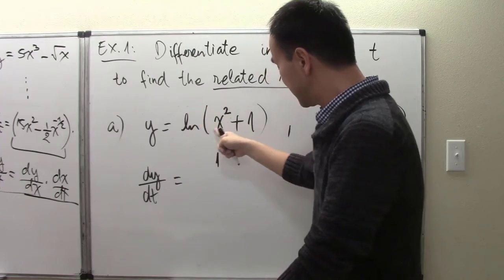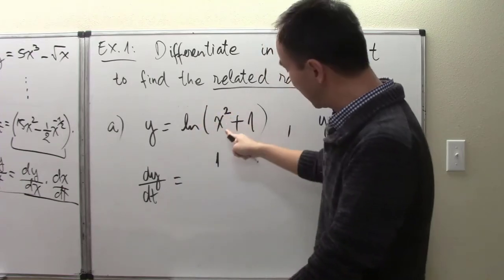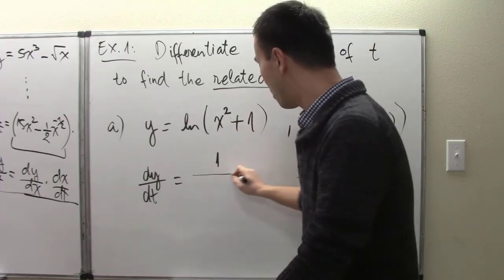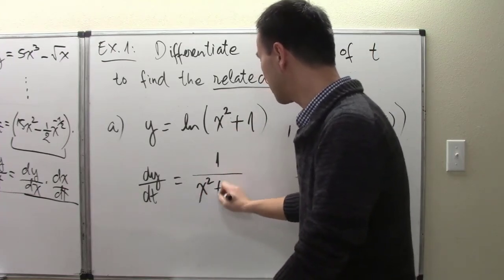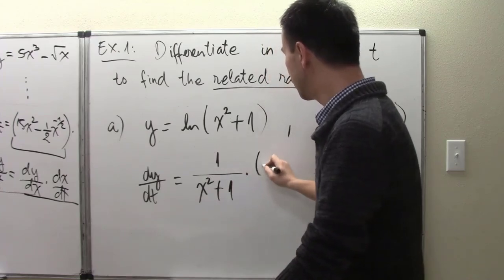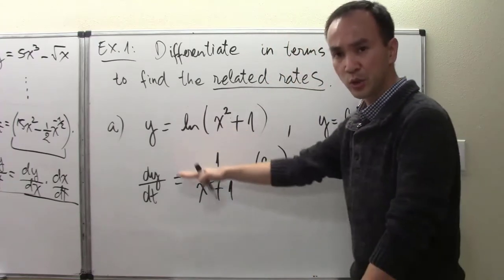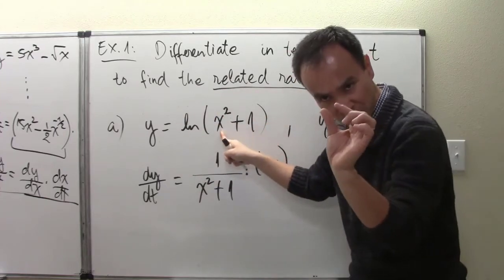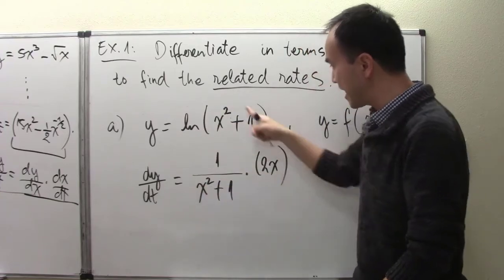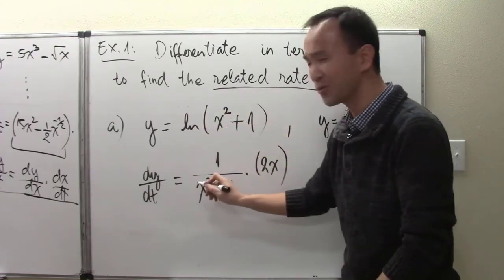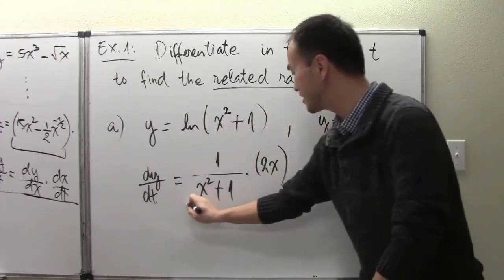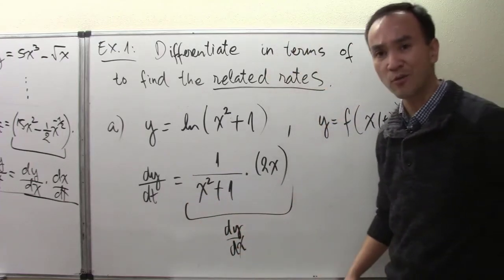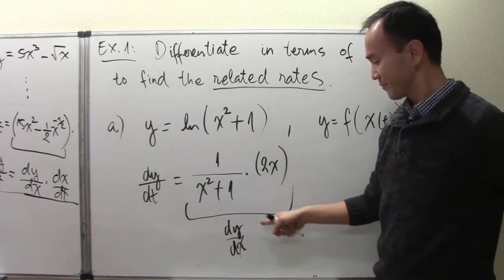The chain rule itself: see, the natural log is the outermost, and then inside of that there's still an x squared function here. So it's 1 over x squared plus 1 times 2x. This is the derivative of the whole outer function, because x is the innermost function. So to keep it short, this right here is my dy dx.